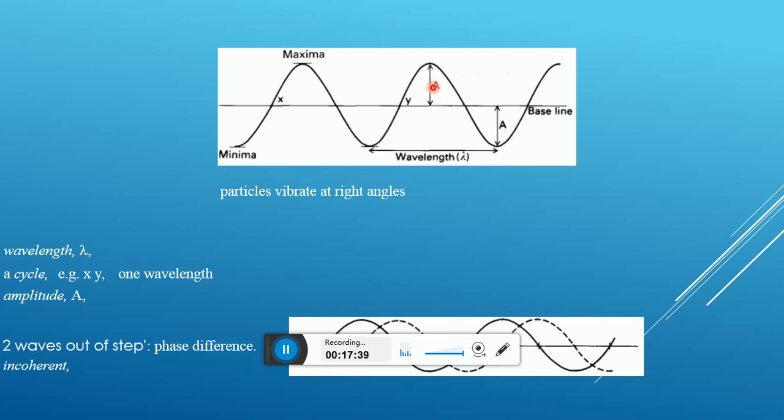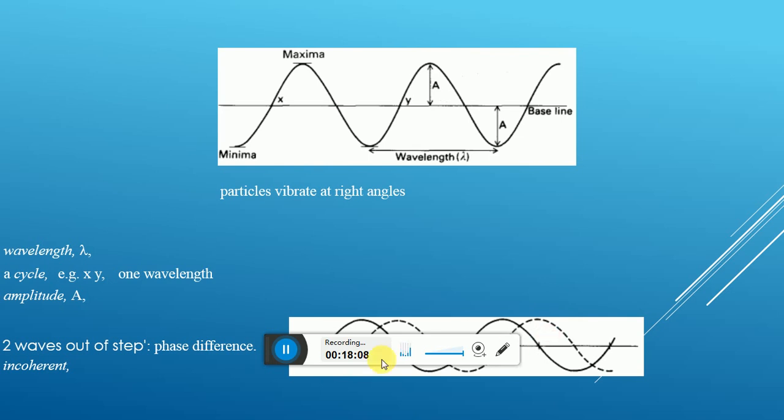Any portion of a cycle is called phase. So, if two waves of equal wavelength but not necessarily of equal amplitude are traveling in the same direction but are out of step with each other, the fraction of a cycle or wavelength by which one leads the other is known as the phase difference, as you can see in this picture.